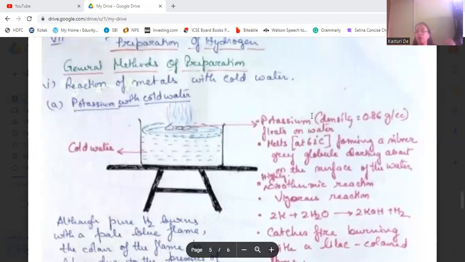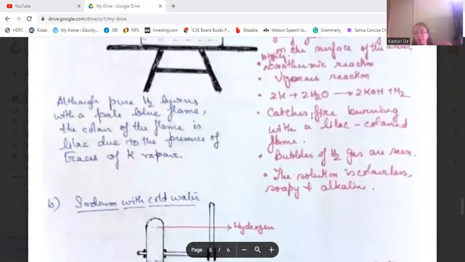The reaction is 2K plus 2H2O forms 2KOH and H2. This reaction is so exothermic that it will catch fire. The potassium burns with a lilac-colored flame, and bubbles of hydrogen gas are seen. The product makes the water solution colorless, soapy, and alkaline, due to the formation of KOH, which is an alkali.